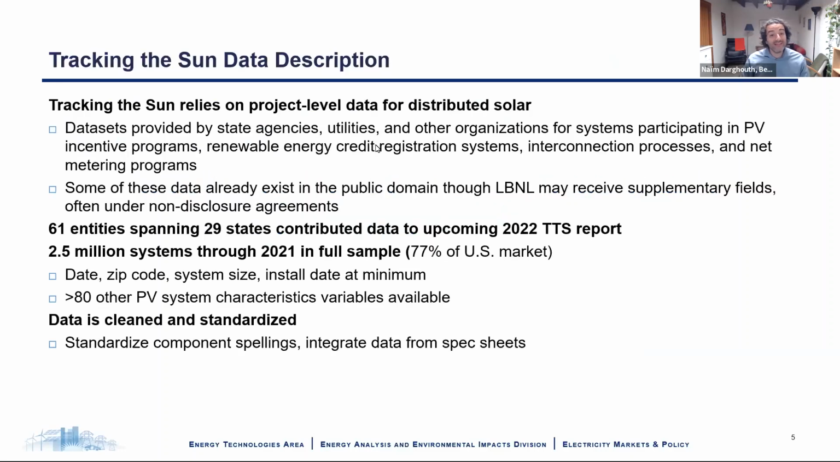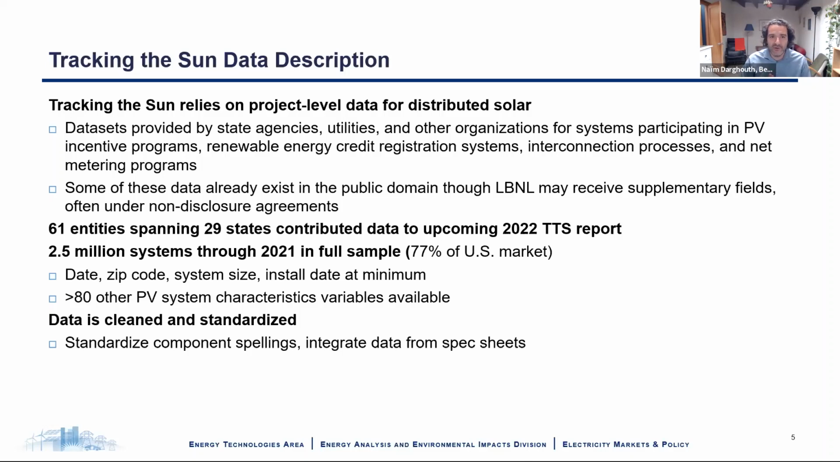So the tracking the sun data is composed of individual system level data with a focus on distributed solar, mostly systems that are smaller than 5 megawatts AC. We get this data from over 63 state agencies, utilities, and other organizations that are related to incentives, interconnection, or net metering. In some cases, the data is fully public and available, but in others, we get additional data, or in some cases all of the data, through non-disclosure agreements.